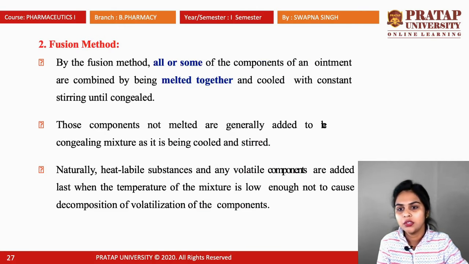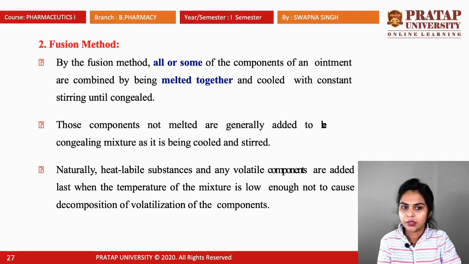Next one is fusion method. In the fusion method, all or some of the components of an ointment are combined by being melted together and cooled with constant stirring until congealed. That means first of all, in the fusion method all the components are weighed, and mostly some or sometimes all components of an ointment are combined together, melted together, and after melting cooled with constant stirring until congealed, and those components not melted are generally added to the congealed mixture as it is being cooled and stirred.